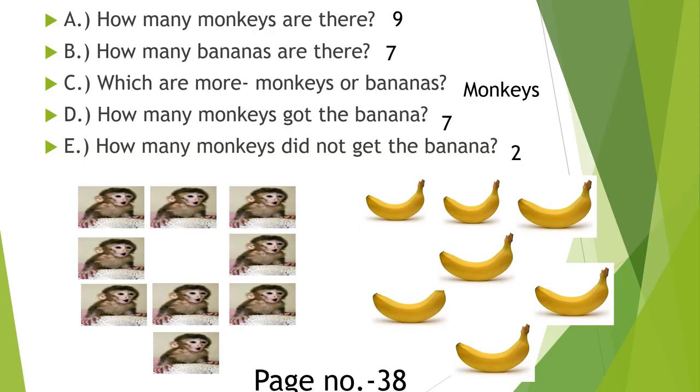Then I will write here 7. C part is which are more, monkeys or banana? Monkeys, because monkeys are 9 and bananas are 7.